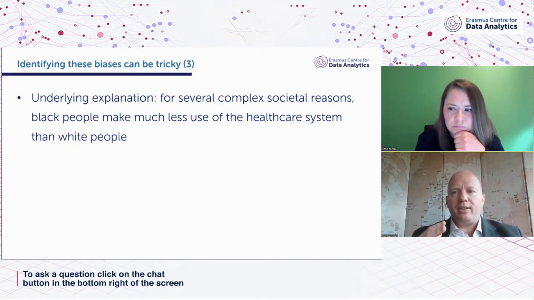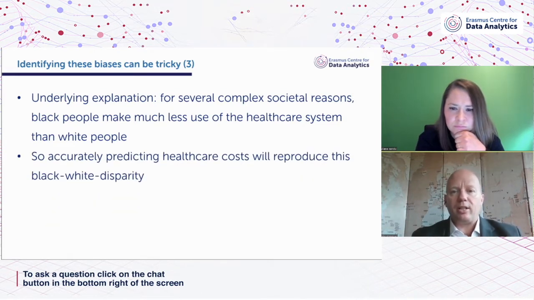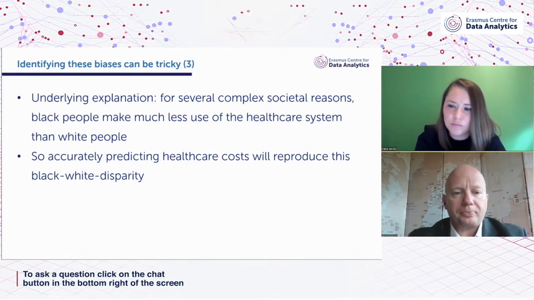And there was actually, it wasn't necessarily an issue in the algorithm itself, but an issue in, let's say, how Black people use healthcare in the United States for complex societal reasons. And that meant that those biases got reproduced in the algorithm. And the existing Black-white disparity that was already existing in the healthcare system got reproduced by the algorithm.